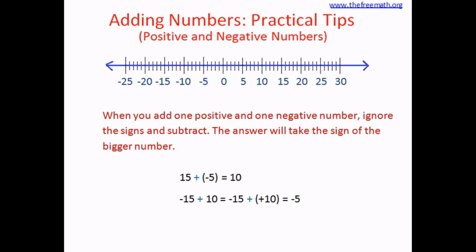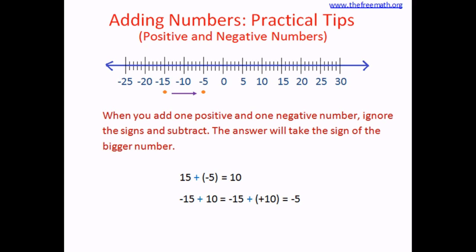If you want to check this out on the number line, you can check this. The first number is -15. So you walk left 15 steps, you reach here. The next number is +10. So you turn around, face right, walk 10 steps, you reach here at -5. So your answer is -5.